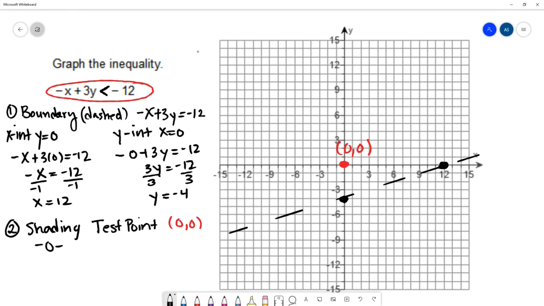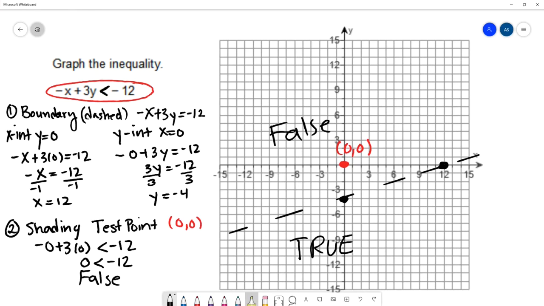That will give -0 plus 3 times 0 is less than -12. And when we simplify, we get 0 is less than -12, which is a false statement. 0 is not less than -12. So on the side of our test point, we got false. The other side is true. We always want to shade the true side, so we're going to shade the other side of the line.